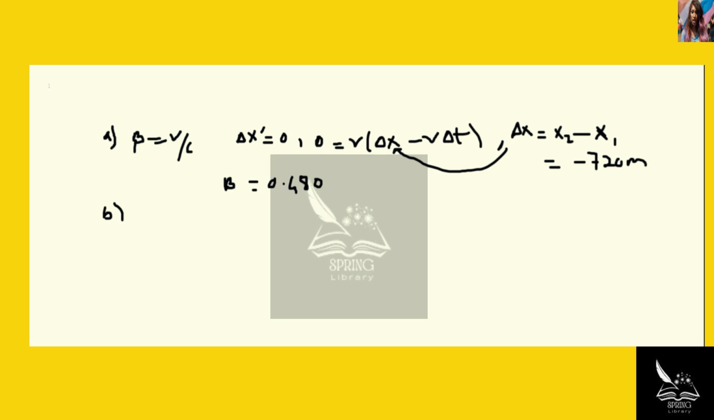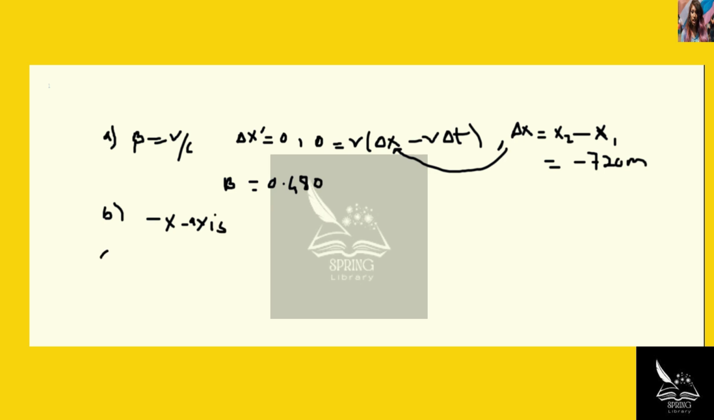So as we can see here, delta x is a minus 720 meters. So this implies that the S dash frame must be moving in the opposite direction of x. So it should be moving in a negative x direction, negative x-axis. So I will write negative x-axis.